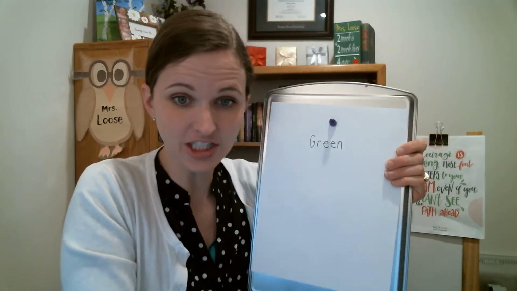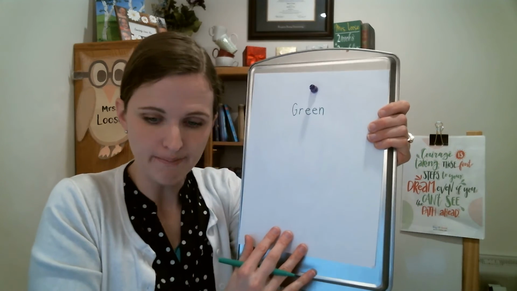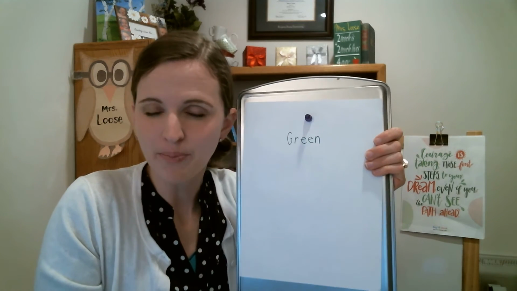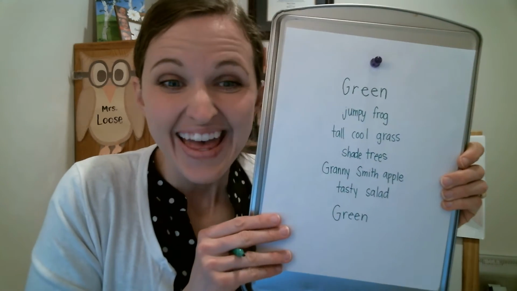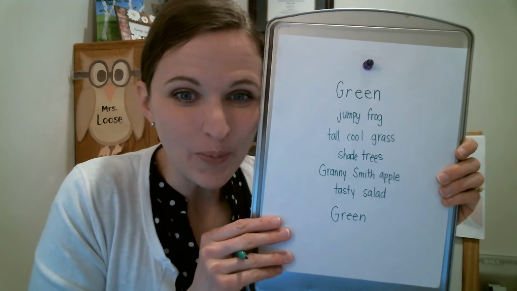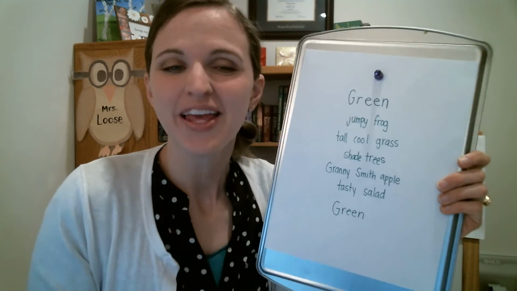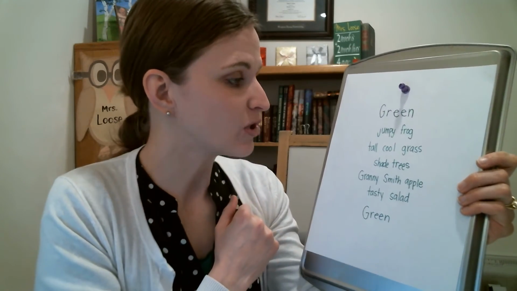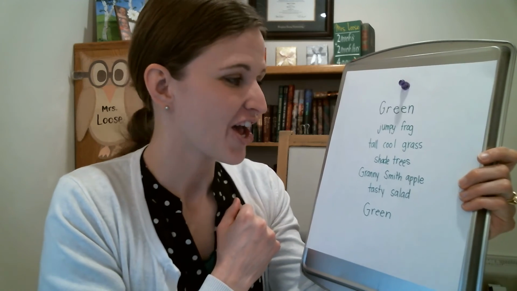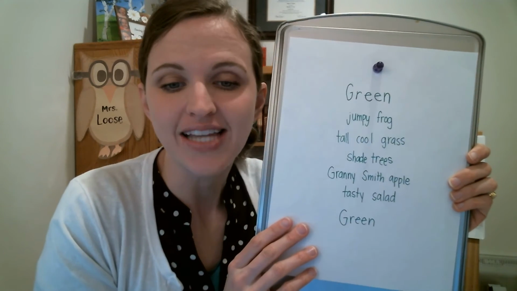Now I copy each line of my poem onto my paper. I'm going to pause it so you can do yours while I do mine. There we go. Now we have my whole poem in the color I chose. Let me read you my poem. Green, jumpy frog, tall, cool grass, shade trees, Granny Smith apple, tasty salad, green.